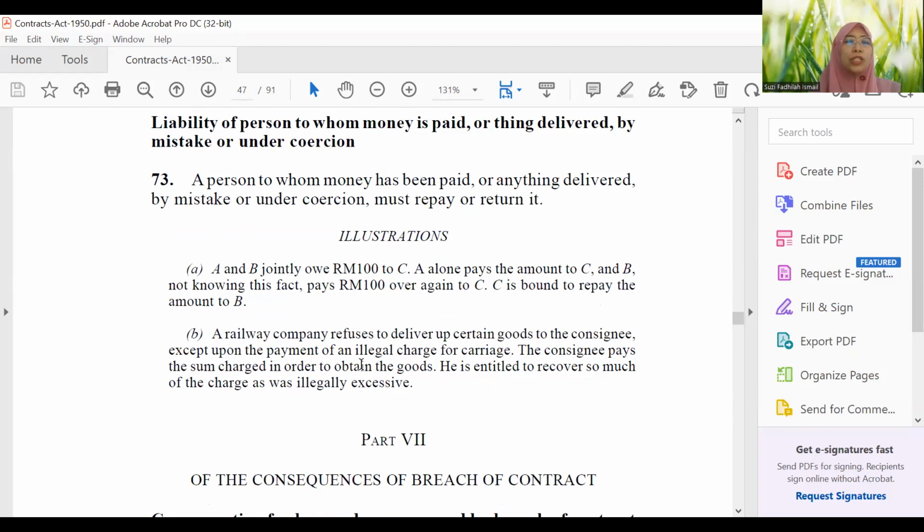Is it under coercion? Coercion in the general meaning, not really coercion if we relate it with the Penal Code, so we don't bother. We don't care about the Penal Code. That's section 73. You can have a look at section 66 and also section 2(j) on your own.